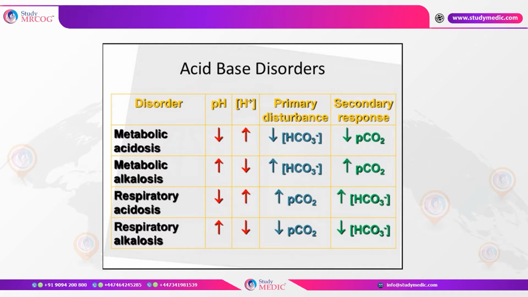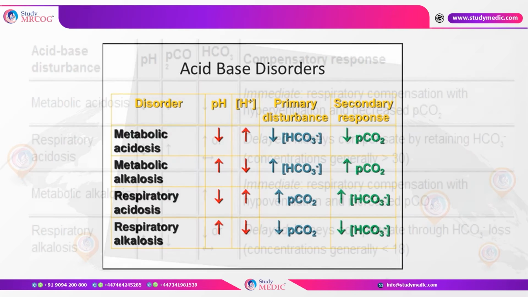In respiratory acidosis, we find the pH is low, the primary disturbance being PCO2 high, and the secondary response is from the kidneys, so the bicarbonate increases for compensation. In respiratory alkalosis, the pH increases, and the primary disturbance, because it's respiratory, will be in the opposite direction, so the PCO2 is reduced, and the secondary response is by the kidneys. We find the bicarbonate level also reducing.